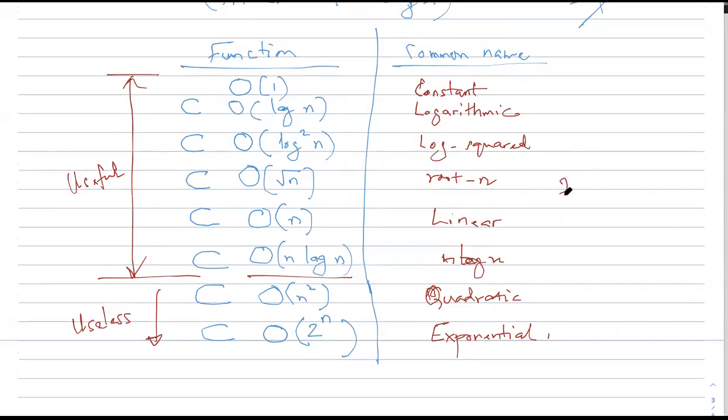And of course, you can extend this further: 2 to the power n, e to the power n, n factorial, n to the power n. And these are all useless area. So for our purpose, we can try to see how to make our algorithm remain in this range and not go beyond it.